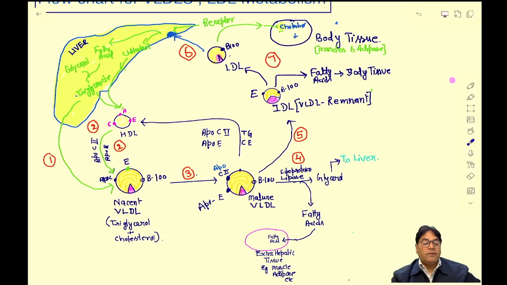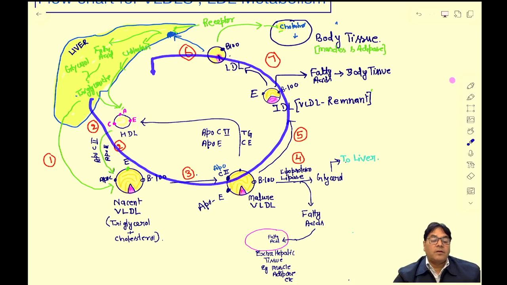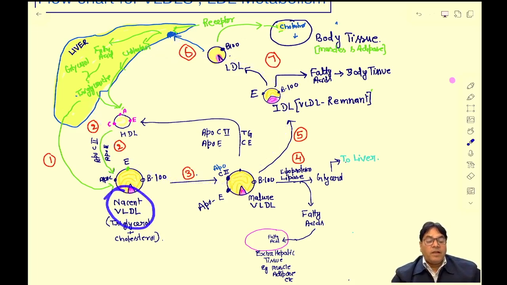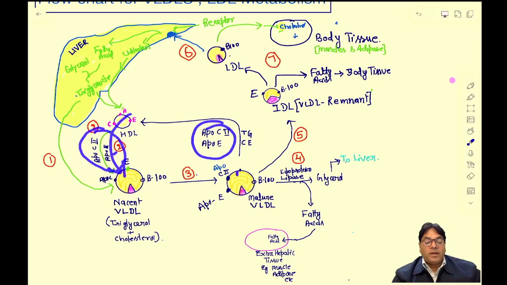So this is the flow chart. If I show you again, the cycle goes like this. Nascent VLDL are formed, get converted into mature VLDL by taking the ApoC second and ApoE from the HDL, and then these ApoC second and ApoE from this mature VLDL go back to the HDL, and this mature VLDL digests the triglyceride with the help of lipoprotein lipase.